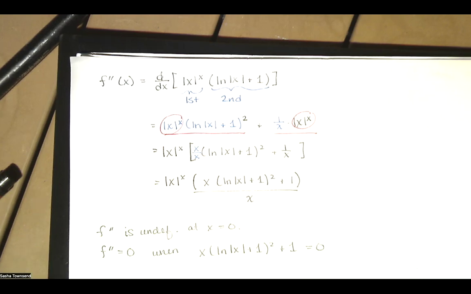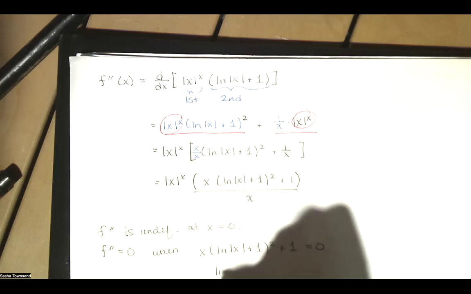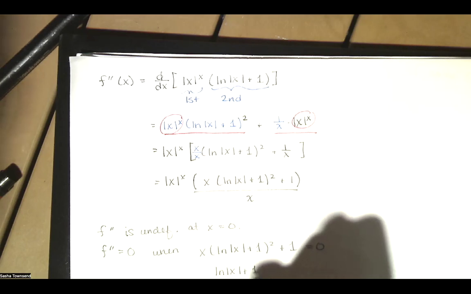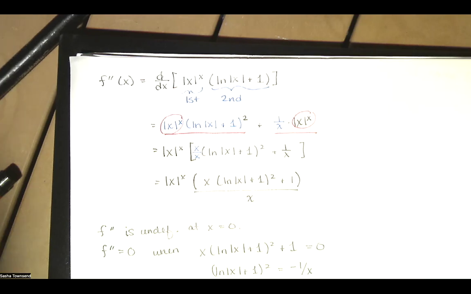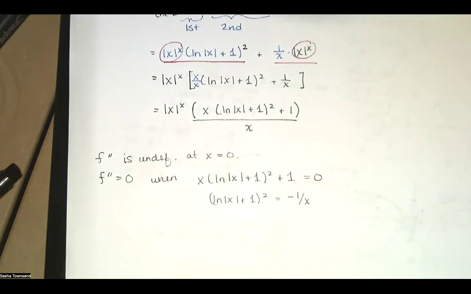And say, well, when is that 0? I'm like, I don't know, actually. It's really hard to figure that out. Typically, I would try to solve for x. But if I try to get x by itself, I mean, what could we find? We'll find the natural log of absolute value of x plus 1, quantity squared equals negative 1 divided by x. Say, I still don't know when that's 0.